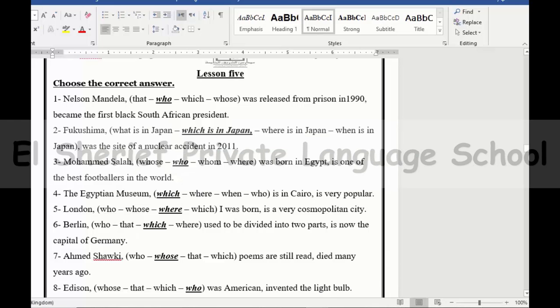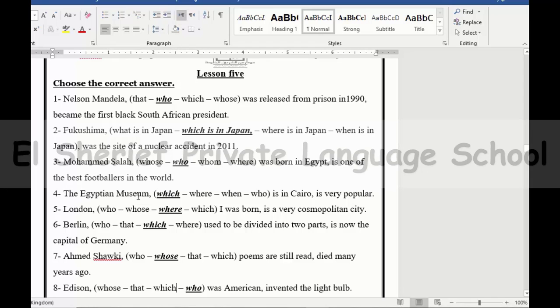So now let's do this exercise on lesson 5. Choose the correct answer. Number 1. Nelson Mandela, who was released from prison in 1990, became the first black South African president. So Nelson Mandela who? Number 2. Fukushima was the site of a nuclear accident in 2011. So Fukushima, which is in Japan. Number 3. Mohamed Salah, who was born in Egypt, is one of the best footballers in the world. So Mohamed Salah who?